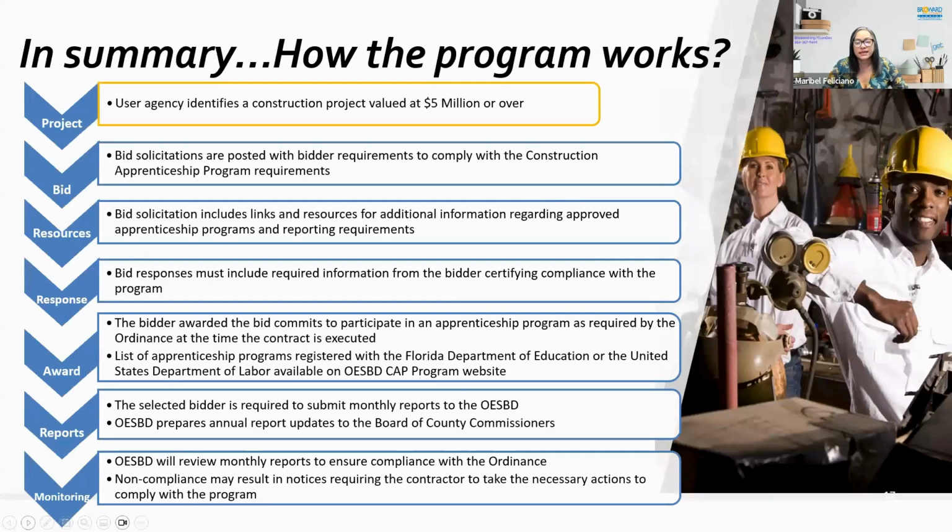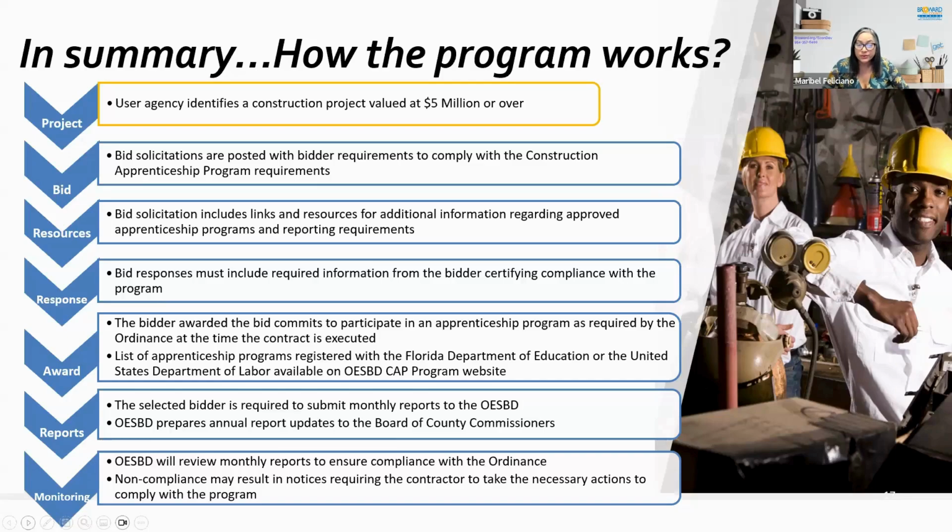Now, this is an overview of the program from beginning to end. It's the Construction Apprenticeship Program at a glance. The way it works is at the beginning of the contract, OESBD will work with the user agency to identify the construction projects that are CAP eligible. The solicitation is posted with that requirement as part of the solicitation. The solicitation also includes links to our website, to the registered apprenticeship programs, etc. Because as I said, we want to make it as easy as possible for you to comply with these requirements.